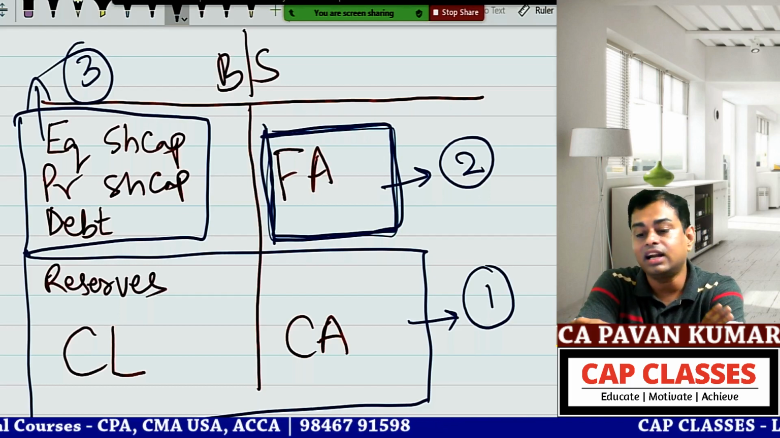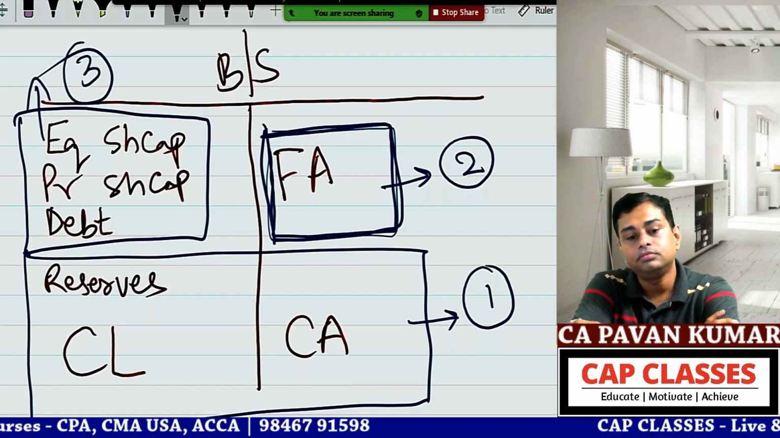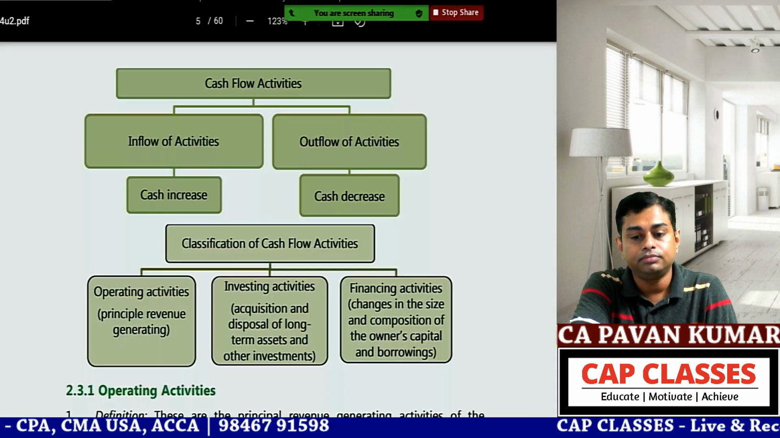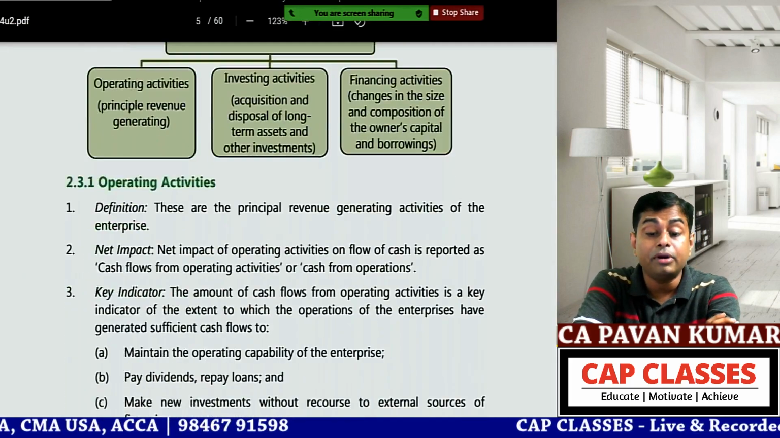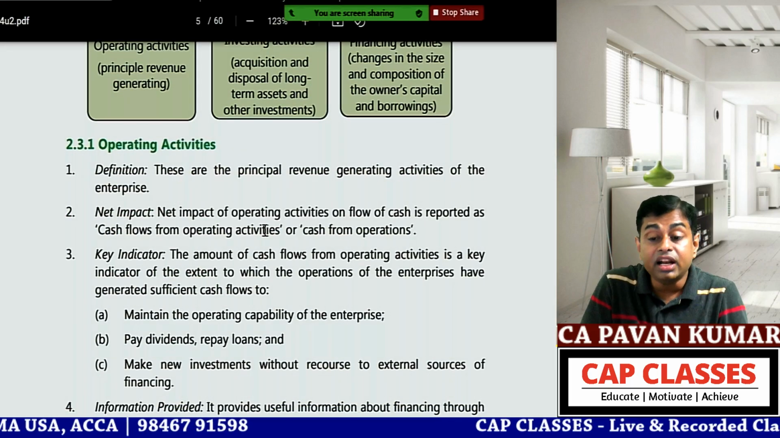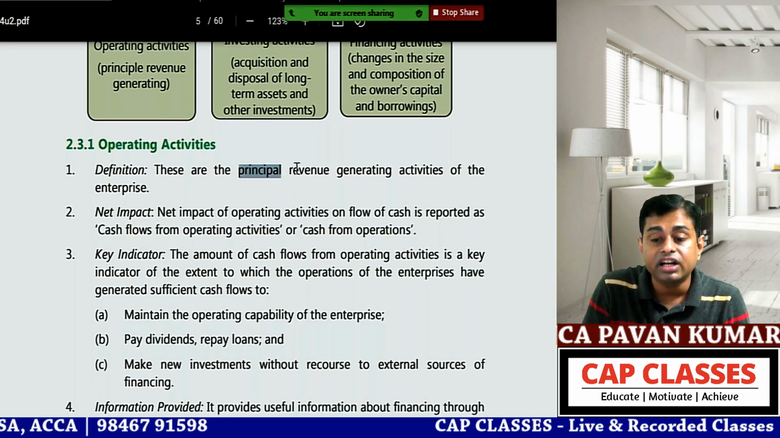Changes in current assets, current liabilities is bucket 1. That's it. You understand? So what are operating activities? Principal revenue generating activities.